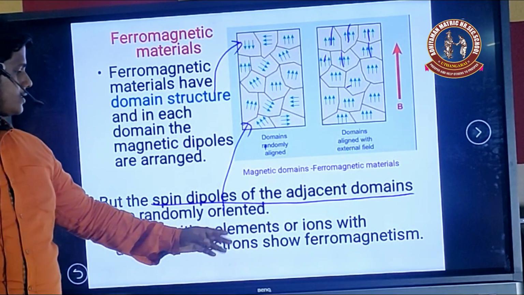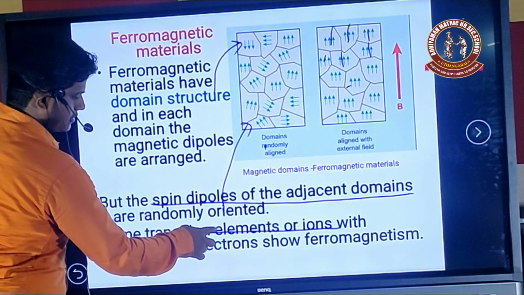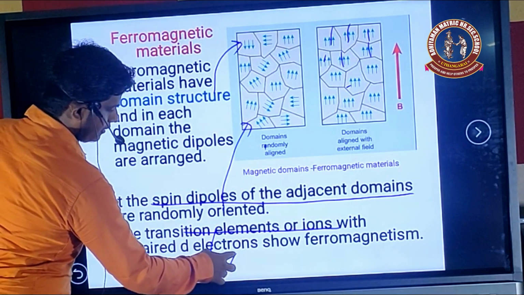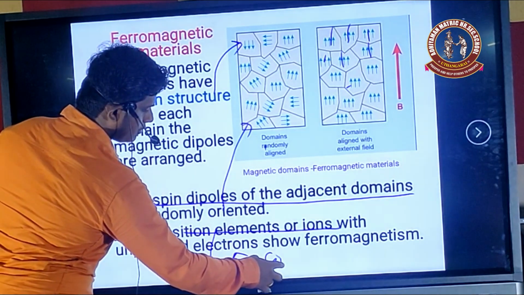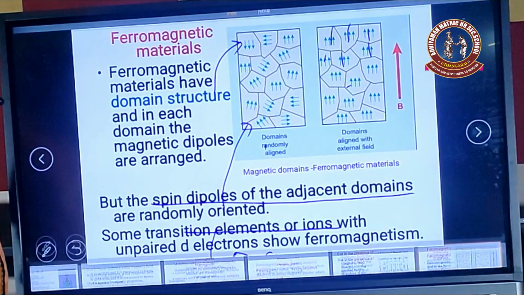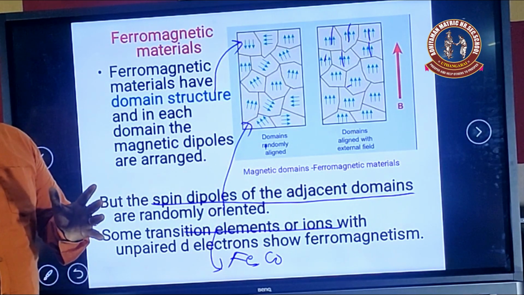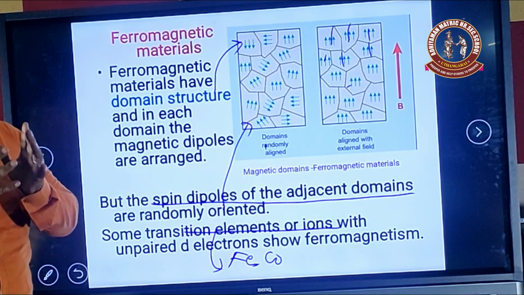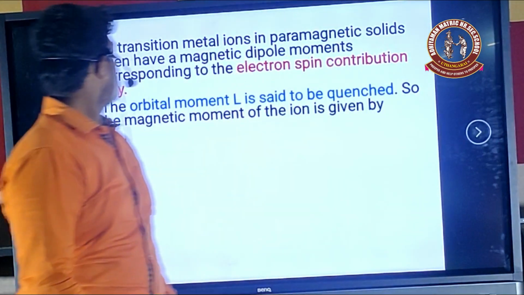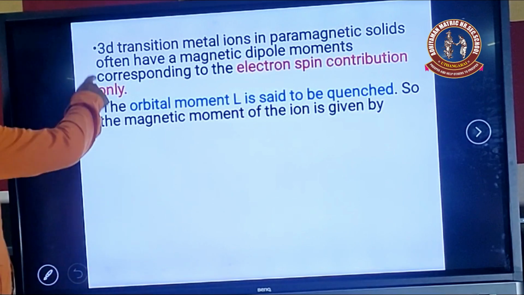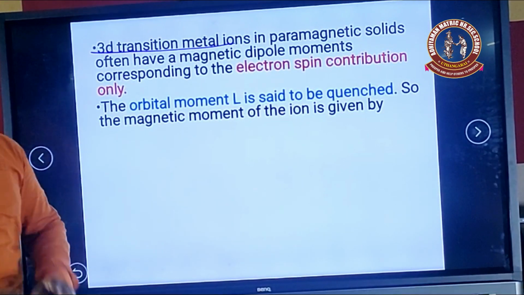Some transition elements and ions, like iron and cobalt, are ferromagnetic. These have a strong attraction for the magnetic field. It is called a ferromagnetic substance. Next, in 3d transition metal ions, already you know, they show paramagnetic character.